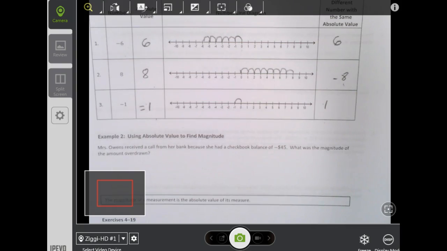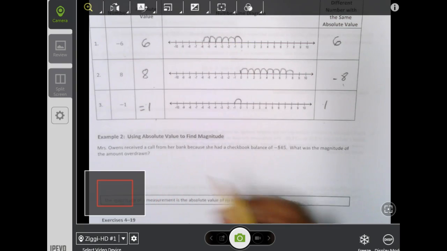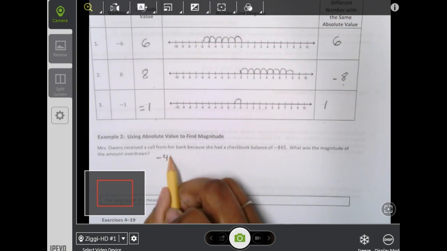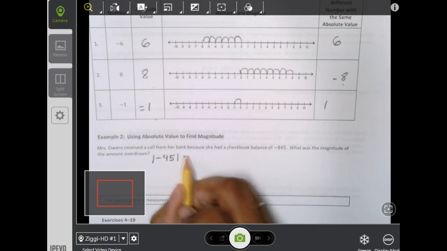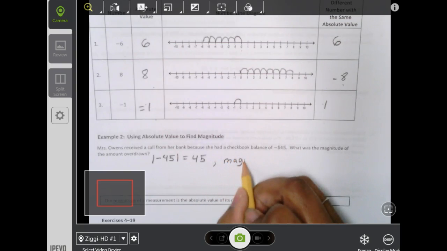Okay, now let's look at example 2. Mrs. Owens received a call from her bank because she had a checkbook balance of negative 45. What was the magnitude of the amount overdrawn? If you recall the definition for the magnitude of a number, the magnitude of a measurement is the absolute value of its measure. So we remember what absolute value is. We would start at 0 and we would move to 45. And that would mean that we are 45 units to the left of 0. Therefore, the absolute value of negative 45 is 45, and therefore the magnitude is also 45.